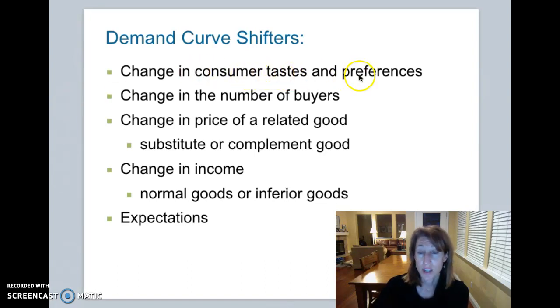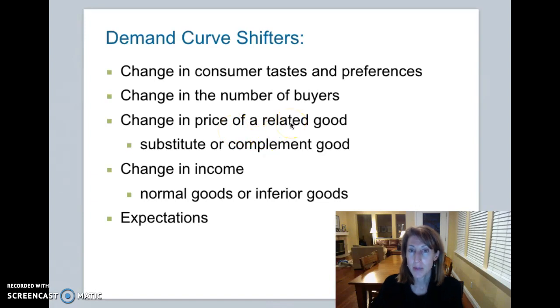So changing consumer tastes or preferences. Anytime there's a reason why something becomes popular, maybe it's good for you, good health, maybe you buy more of it, that would shift our demand curve up and to the right. If it's bad for you, it's the opposite, to the left. If there are more buyers, all of a sudden more people come to the United States and everybody's wanting lattes, more demand. Change in the price of a related good.